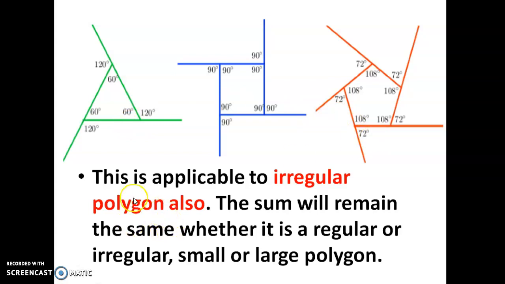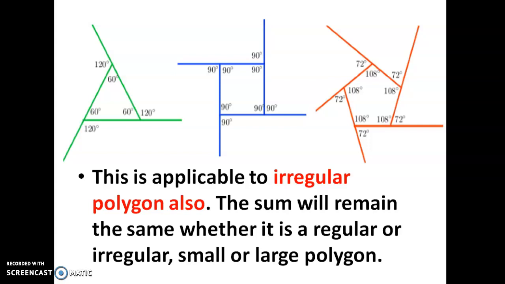So let's see the next point. This is applicable to irregular polygons also. The sum will remain the same whether it is regular or irregular, small or large polygon. This sum of the exterior angles equal to 360 degrees that we told is applicable for both regular and irregular polygons. Only thing is, when we know the number of sides and want to find the exterior angle, we can't find it for an irregular polygon. But the sum of the exterior angles will be equal to 360 degrees for both regular and irregular polygons.